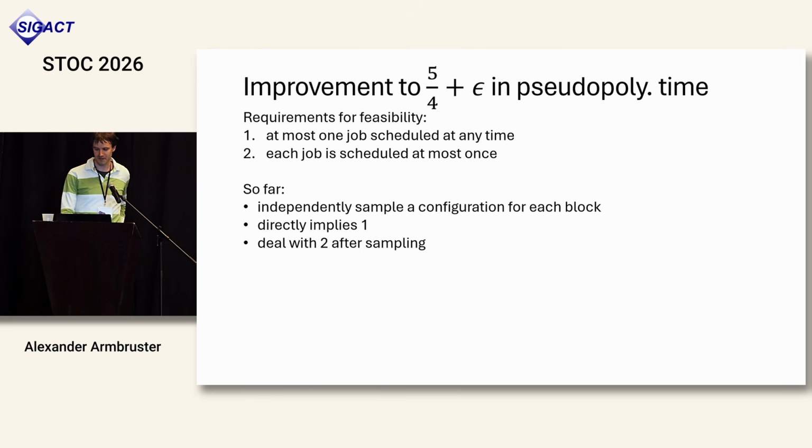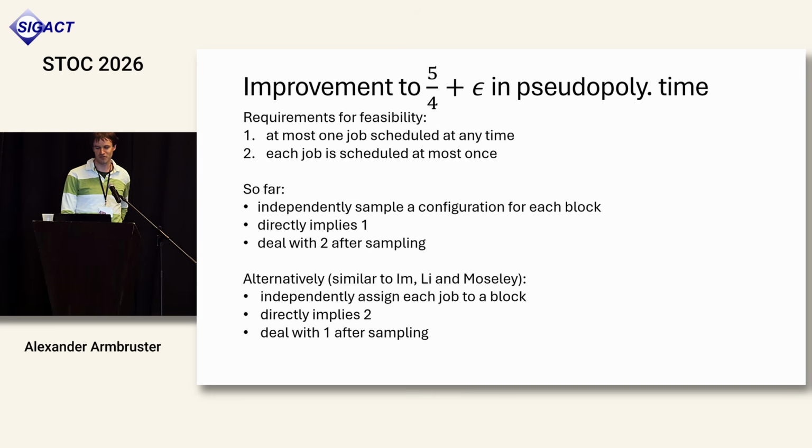Now, the idea for the 5/4 approximation algorithm is to use the opposite approach, which is similar to the approach also used by Im, Li and Moseley. So instead of sampling a configuration, we completely forget that we had these configurations. We just independently assign each job to a block. If we do this, it's pretty clear that each job is scheduled at most once because we assign it only to one block. But it's not so clear how the jobs assigned to a block can actually fit into this block. So it's not so clear how to ensure that we can schedule these jobs non-overlappingly.